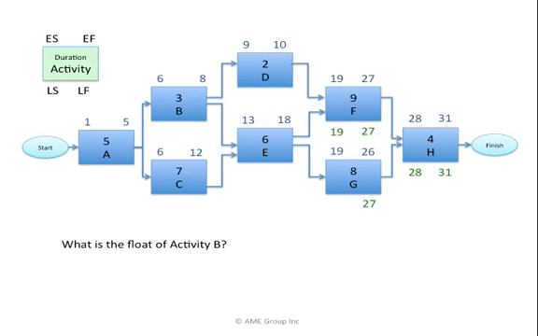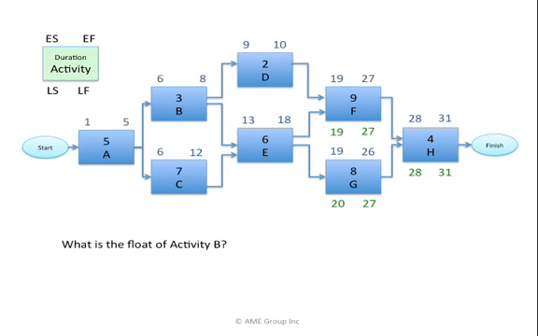The latest G may finish is day 27 if H will start by day 28. What's the latest G may start? 27 minus 8 plus 1. It would be day 20. The latest G may start is day 20 if it has a duration of 8 and a late finish of day 27. You can see I'm working in columns.